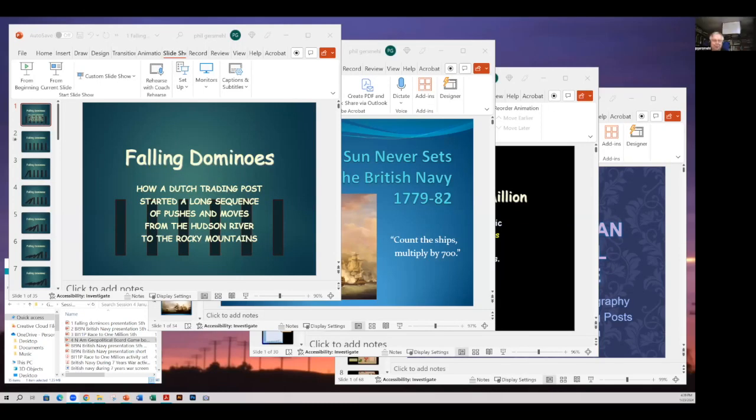And you see 4 PowerPoints up there? I do, in fact, see 4 PowerPoints up there. Okay, that's kind of where we're going.